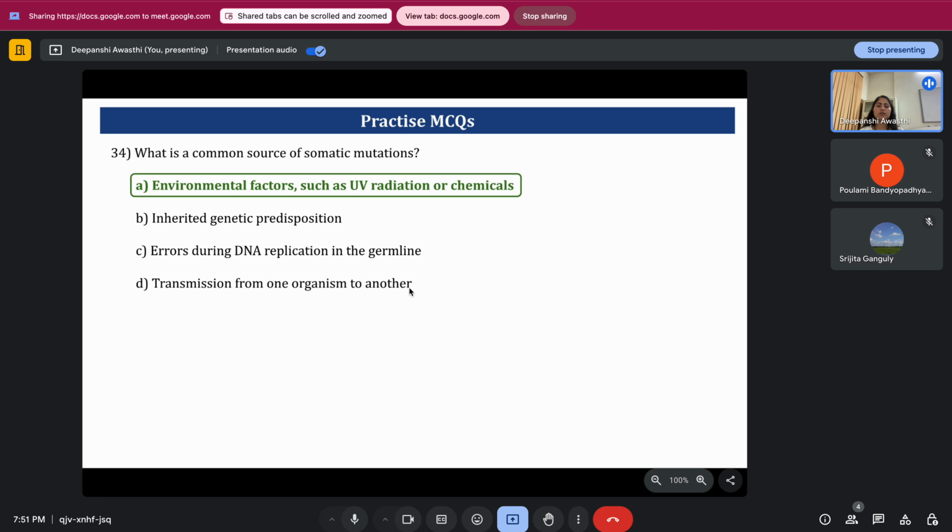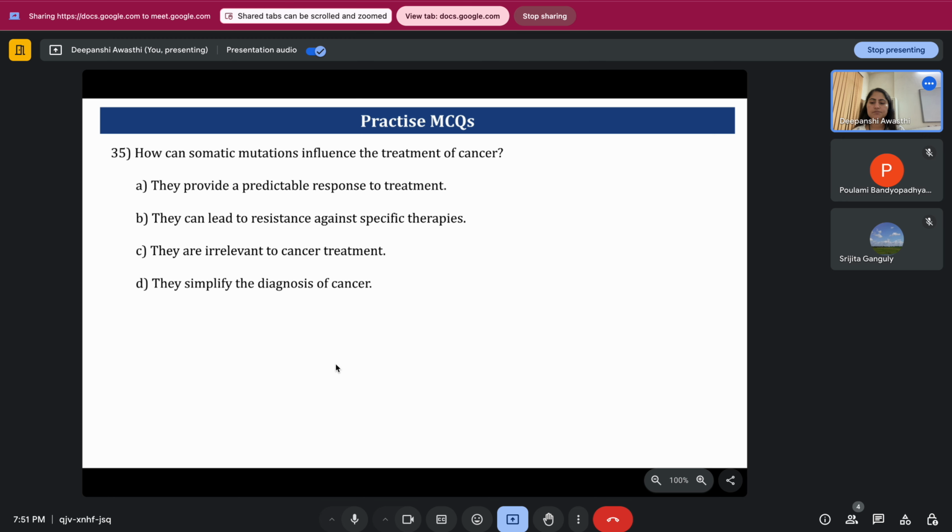Then transmission from one organism to another. So as we know, these mutations are not transmitted from any individual to any other individual. So the first option was the right one.